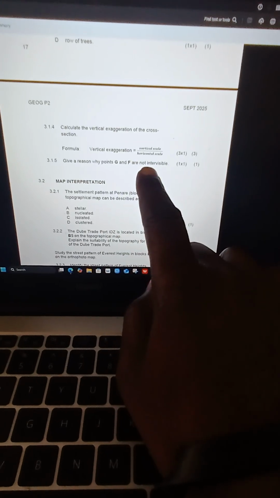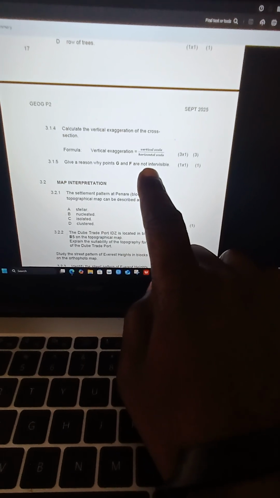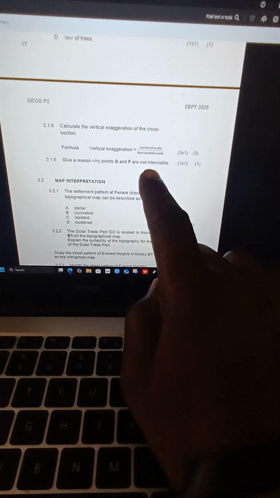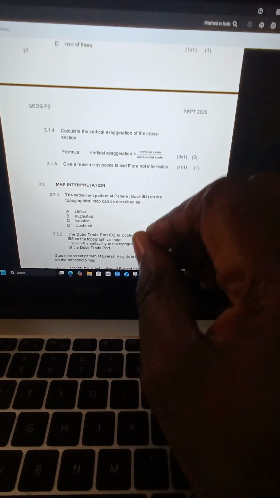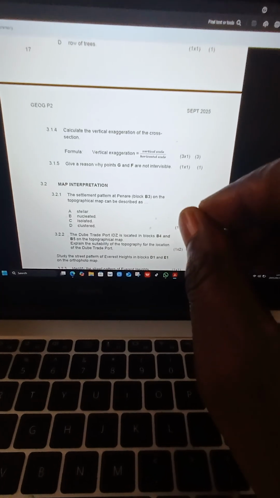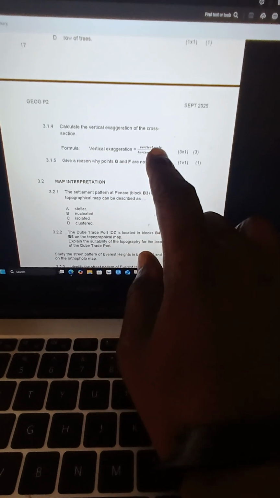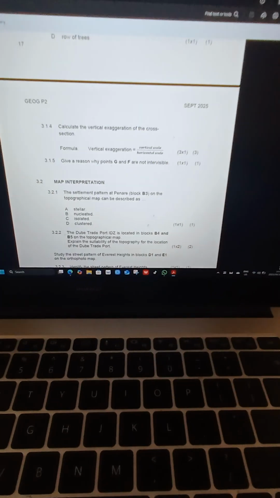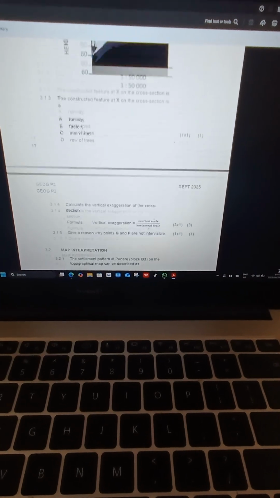Unfortunately, I don't have the map, so I won't be able to answer some of the questions, because there will be a need for a map in order for me to give you the correct answers. But what I want to emphasize here is how you calculate your vertical exaggeration: vertical scale over horizontal scale. I'm going to take you through the process of how you do it.